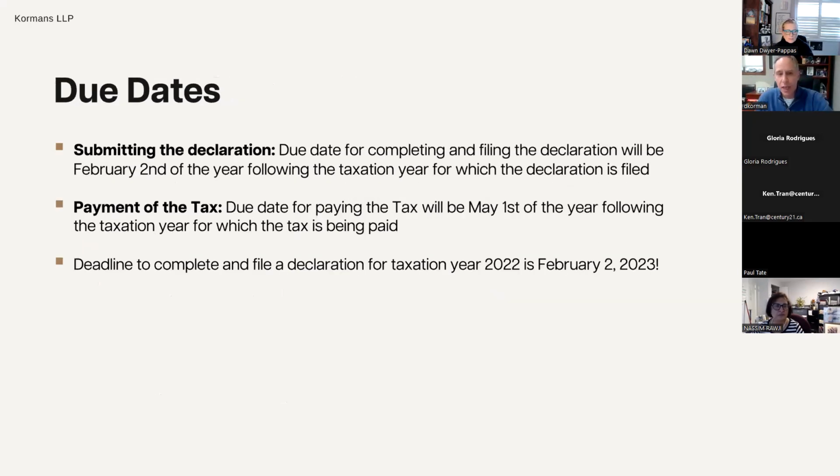So the due dates, I think I mentioned it already, you have to do this declaration by February 2nd. So this is the first one we're coming up to. February 2nd is only a couple weeks away. Everybody has to file that declaration by February 2nd.